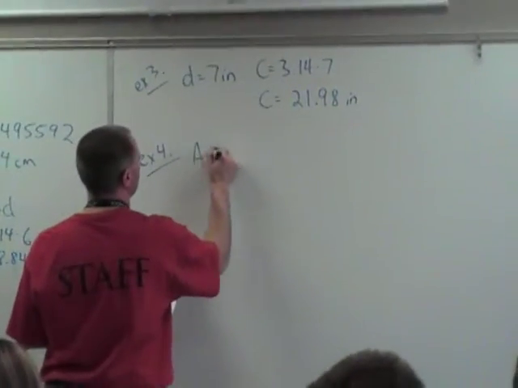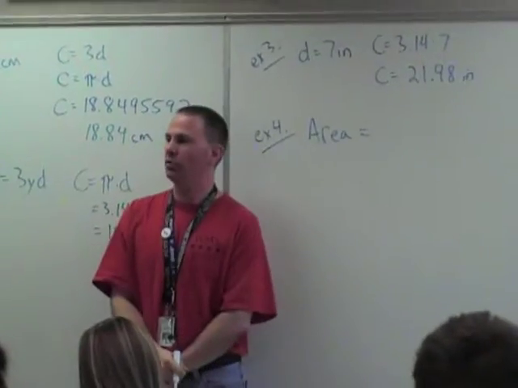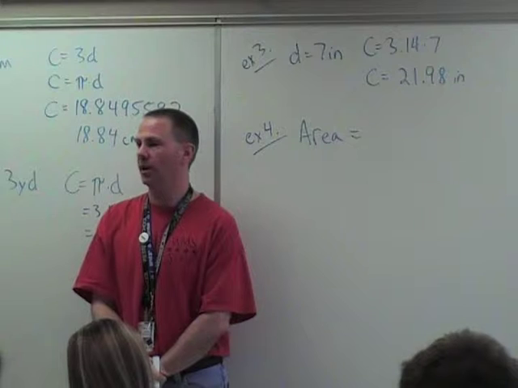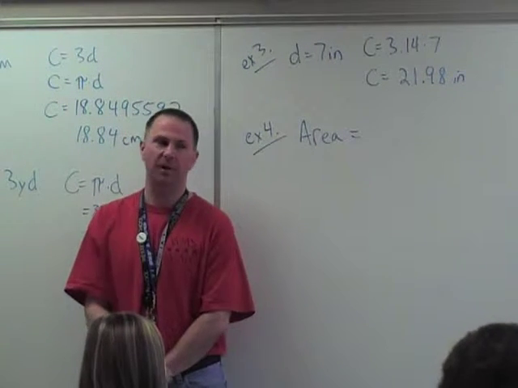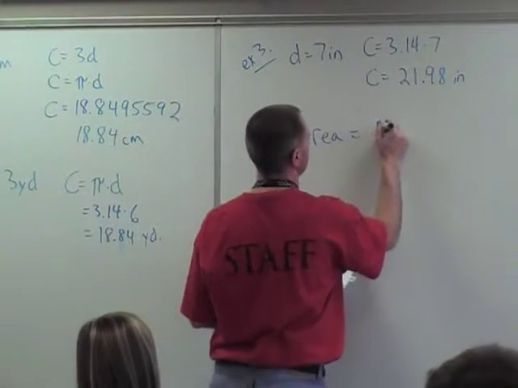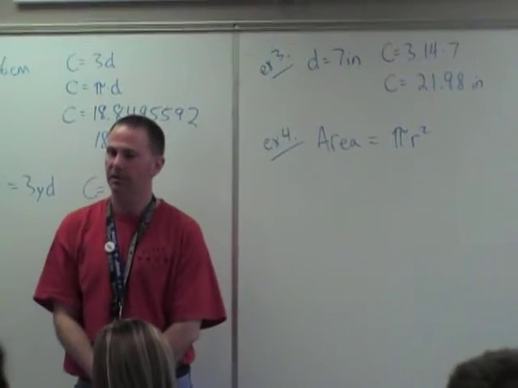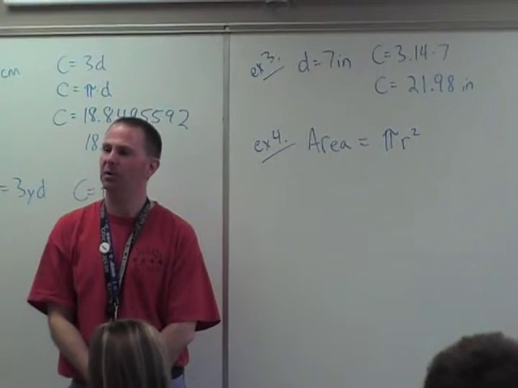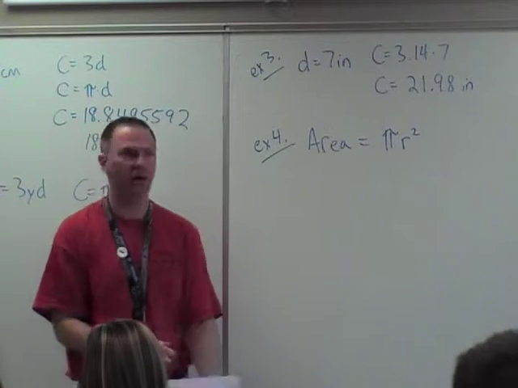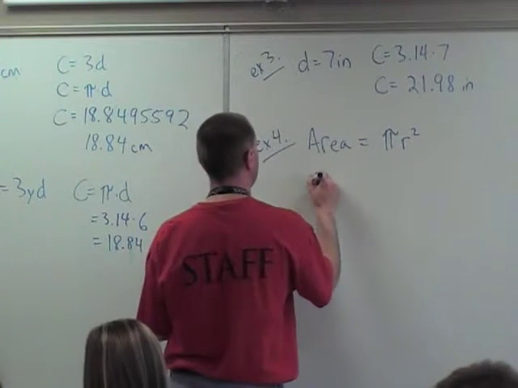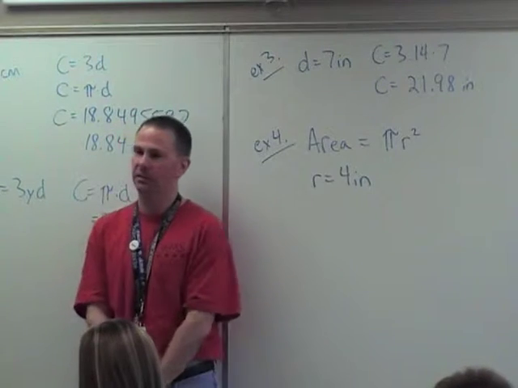Example 4. I want the area. Area of a circle is what formula that you all should have memorized? Pi times radius squared. Pi r squared is what we say. What do we do first, multiplication or exponents? Make sure you do the square before you multiply by 3.14. So example 4, the radius is 4 inches. Everybody figure out what the area of the circle is.